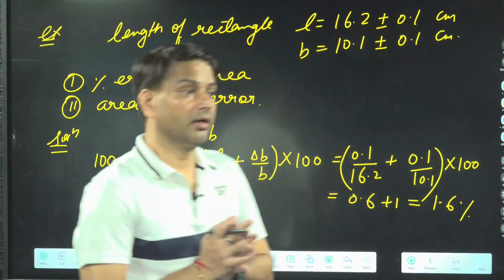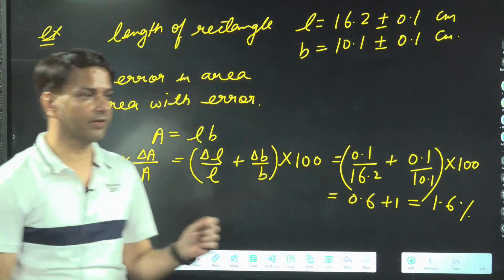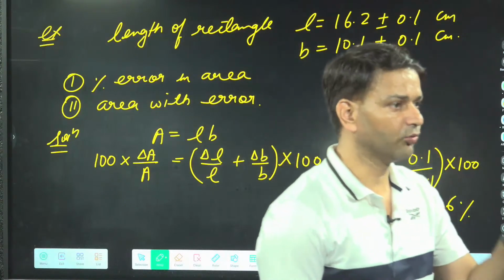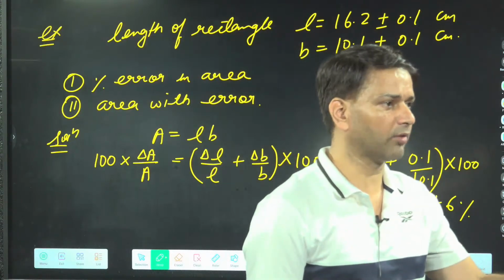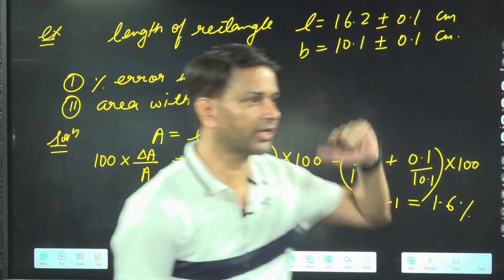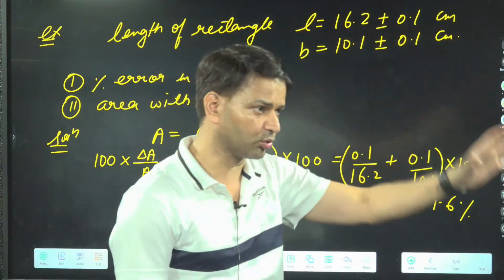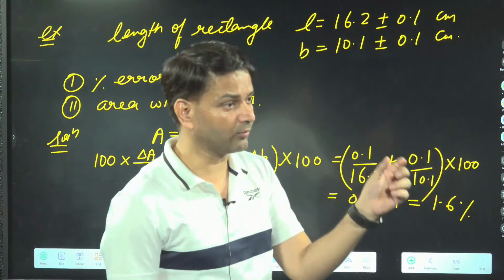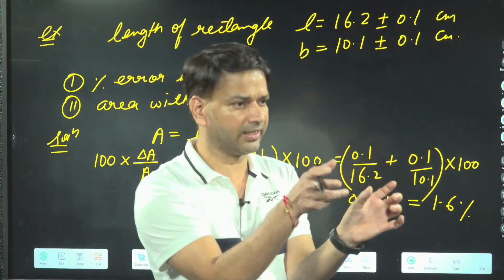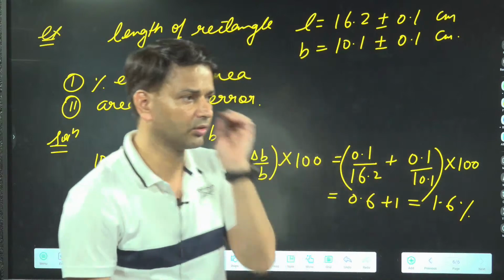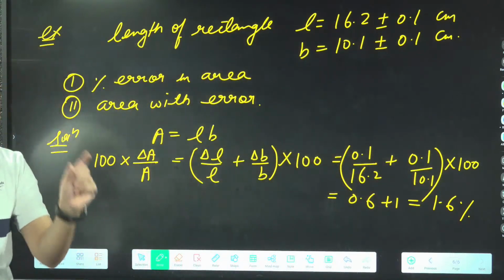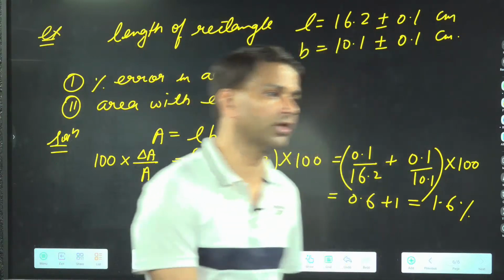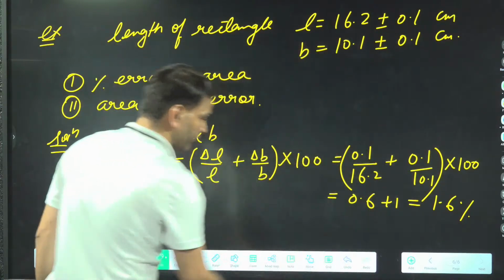Now the second one is that I have to calculate the area with the error. I am giving 1 minute to everyone. Area means the true value of the area. So how will you get the true value of the area? True value of the length into true value of the breadth. Then you have to calculate the error, which means delta A. Up to the correct significant figure, you have to write the area A plus minus delta A. 1 minute I am giving. Everybody will solve.